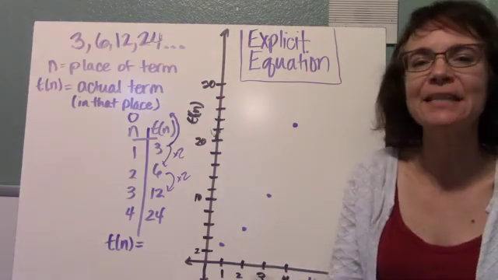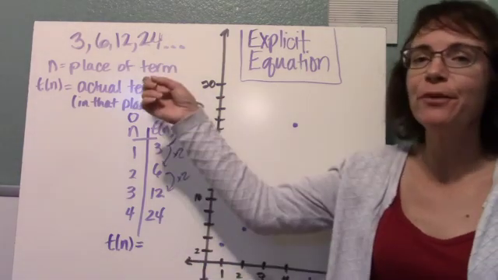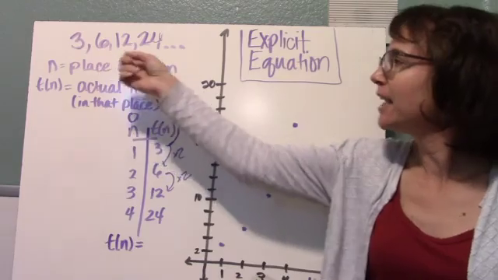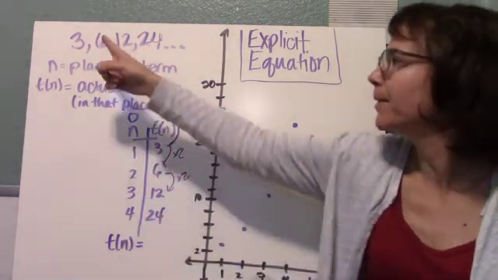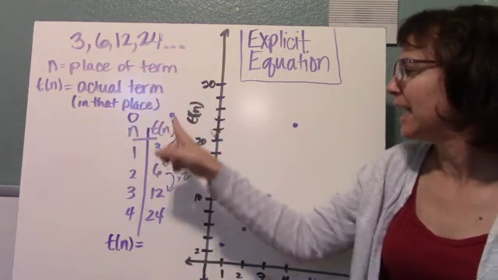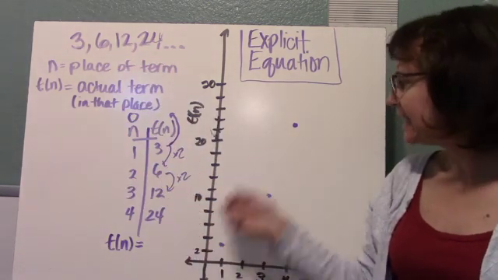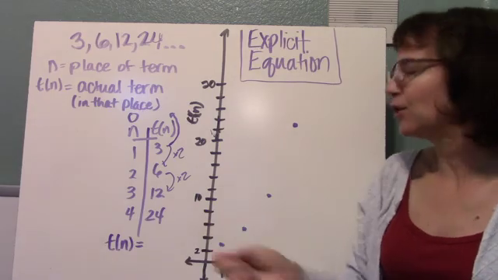Going to find the explicit equation for a geometric sequence. So if I'm looking at this geometric sequence, I know it's geometric because I'm multiplying by a common ratio every time. And here I can see it in the table and I can see it in the graph. It's an exponential curve here.